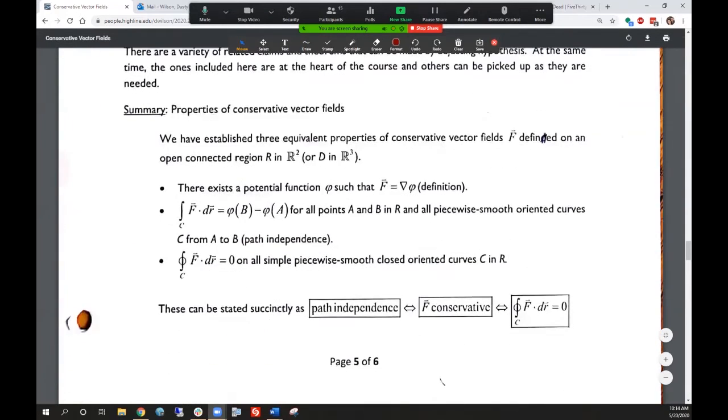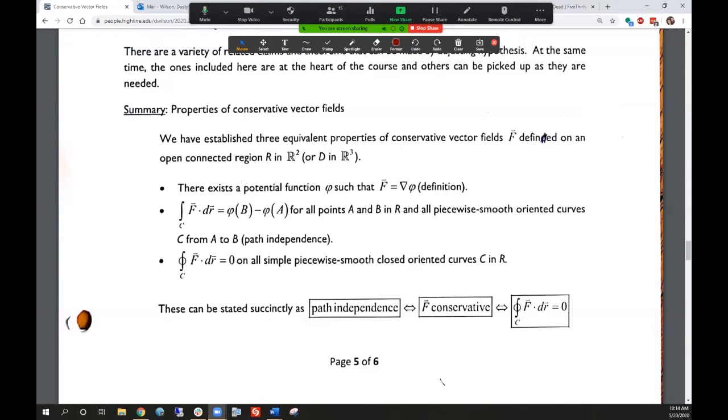Okay, so here's a summary of what we've done so far. We've established 3 equivalent properties of conservative vector fields F defined on an open connected region. The first thing is that there exists a potential function, that means it's equal to a gradient field. The second is the fundamental theorem of line integrals, that the work required is just the difference of the potentials, the potential at the end minus the potential at the beginning, which gives us path independence.